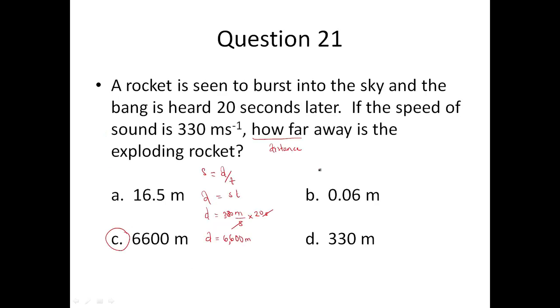A rocket is seen to burst into the sky and the bang is heard 20 seconds later. If the speed of sound is 330 meters per second, how far away is the exploding rocket? So we're dealing with distance. Speed is equal to distance over time, so distance is equal to speed times time. We just multiply the speed by the time and we get 6,600 meters.